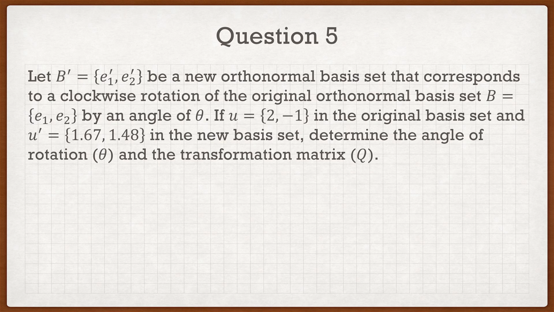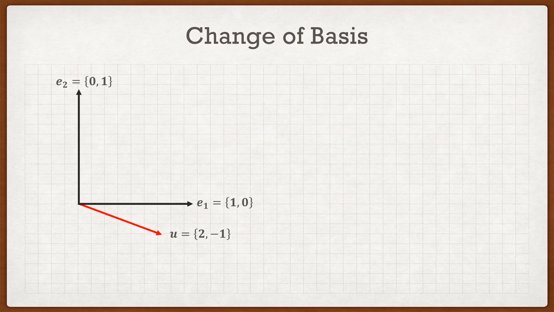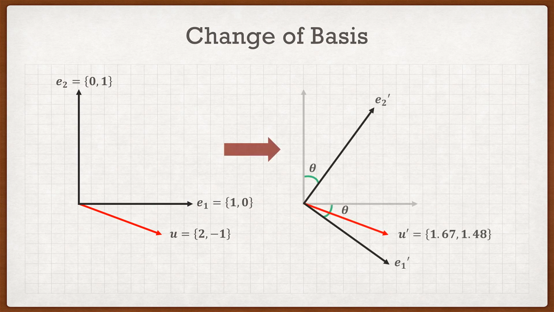To solve this question, I find the best way to figure it out and understand it is by actually showing what's going on. So this is our original basis right here. We have E1 and we have E2. And in that basis set, we have the vector U, which is (2, -1). And what we're doing is we're changing that basis. Basically, we're taking E1 and E2, and we're rotating them both clockwise by an angle theta.